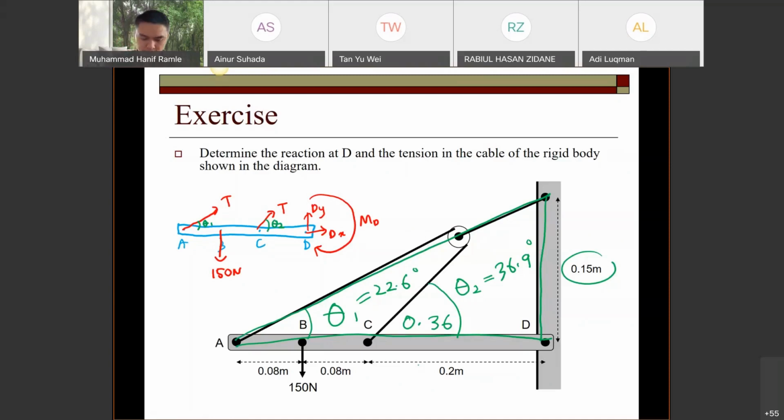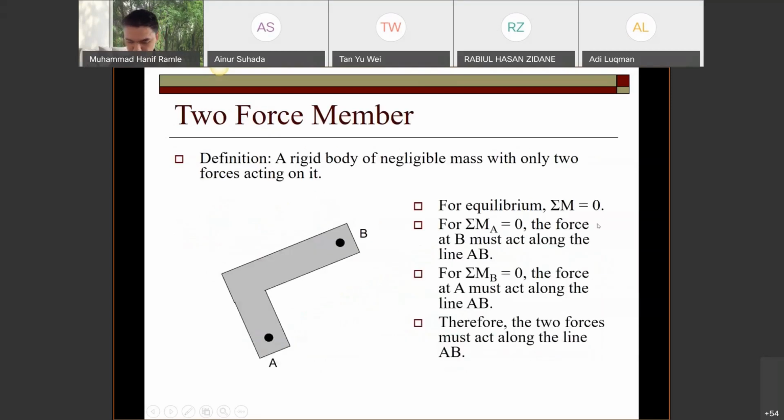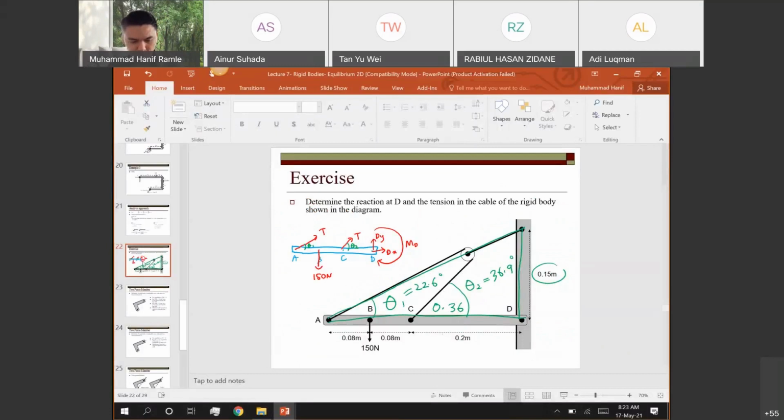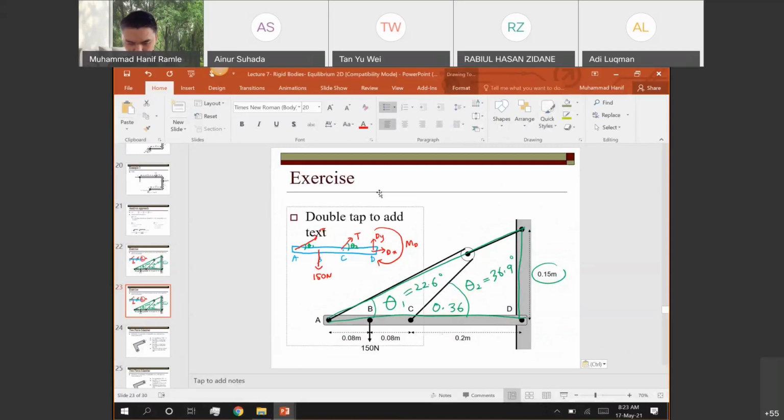So what's next? Once you have this complete FBD, what is the next step that you should do? No dimensions. Yes, correct. So we have to put in the dimensions. Give me some time to do that.